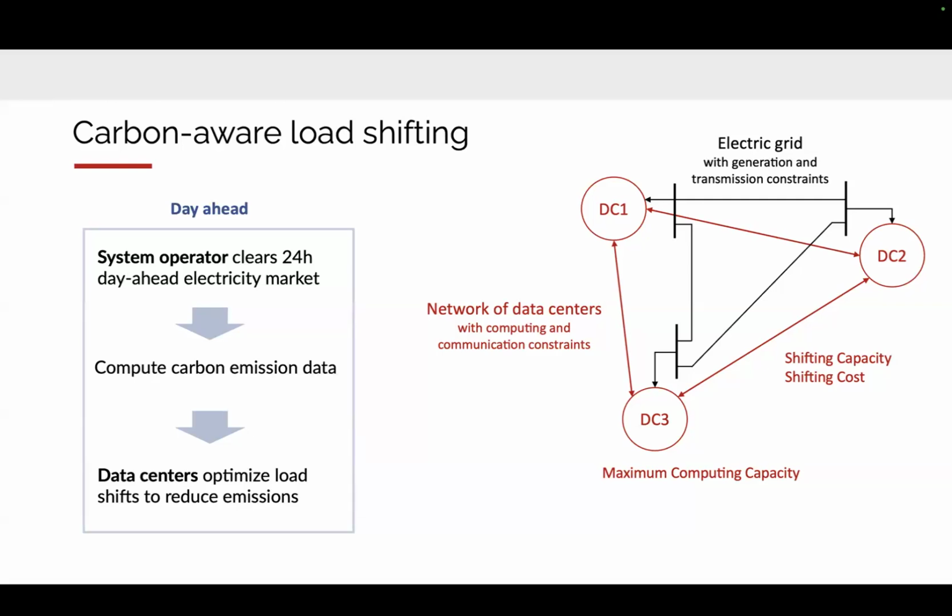Okay, and so how are we going to analyze this? We will look at a setting in which we are considering a system operator of the power grid, which clears a day-ahead electricity market, thinking about it like 24 hours across time. Then we will use the output of that electricity market to compute carbon emission data. And then we will provide that carbon emission data to the data centers to allow them to optimize their load shifting with the goal of reducing emissions. Is that the only objective? You can also balance it with cost, for example. But that's what we're looking at here.